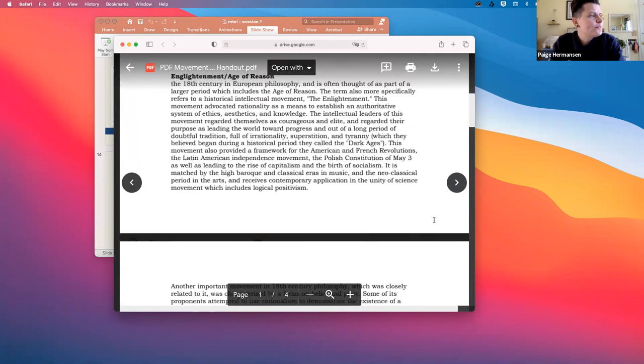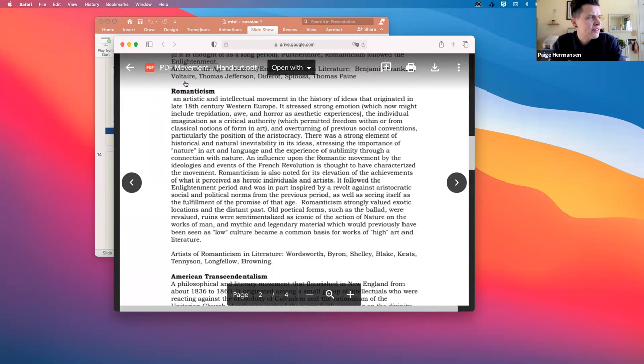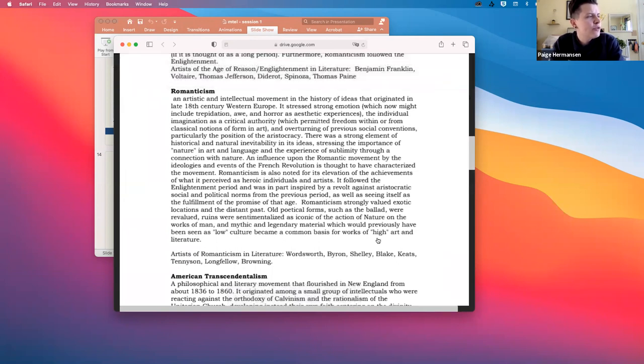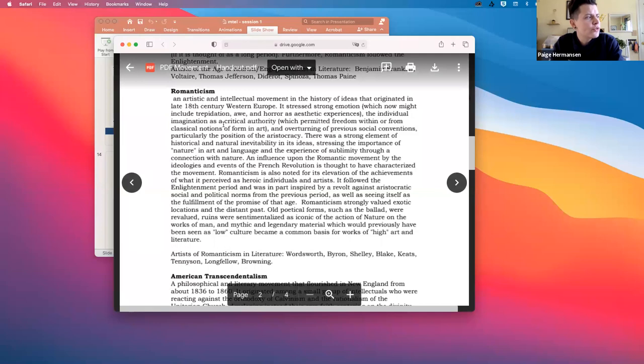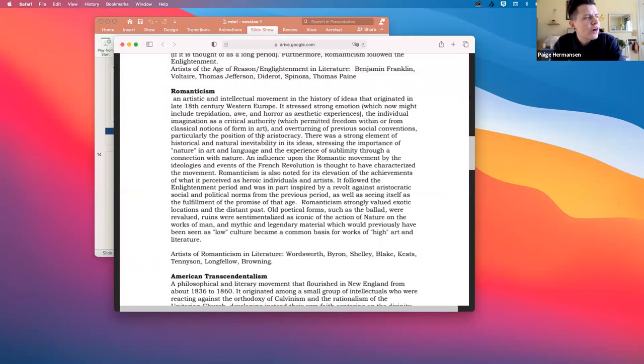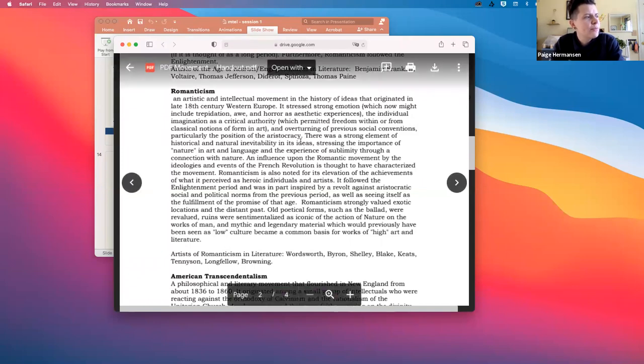So for example, if I look at Romanticism, you can see that the definition here is an artistic and intellectual movement in the history of ideas that originated in late 18th century Western Europe. It stressed strong emotion, the individual imagination as a critical authority, and overturning previous social conventions, particularly the position of the aristocracy. There's a strong element of historical and natural inevitability in its ideas, stressing the importance of nature in art and language and the experience of sublimity through a connection with nature.